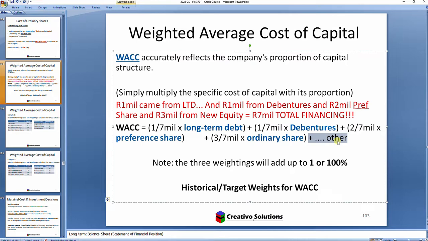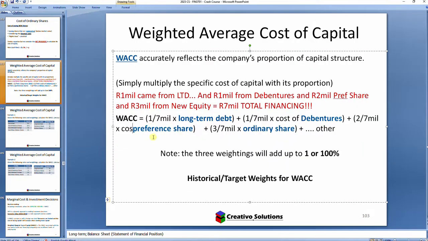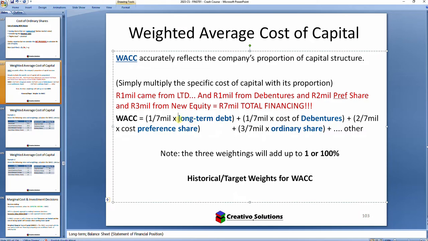In reality, in the real world, you could have lots of different forms of financing. You could have different forms of debt, different types of debentures, different types of long-term debt. It could be corporate bonds. It could be government bonds. It could be whatever. So just remember, WACC is just that. It's the weighting times the cost. Where do I get all the amounts in blue? Remember the costs: cost of debentures, cost of preference shares, cost of long-term debt.